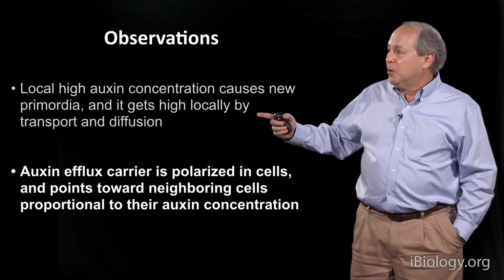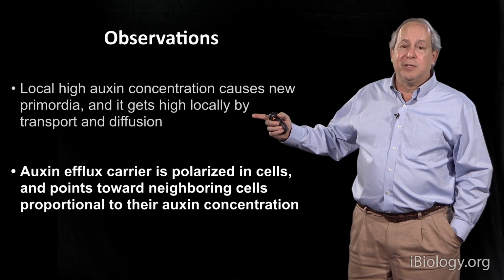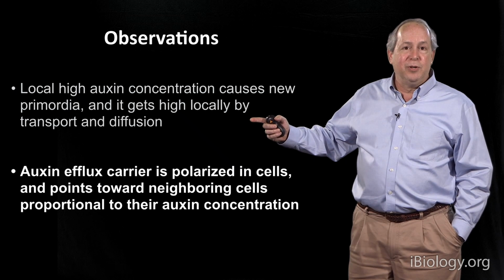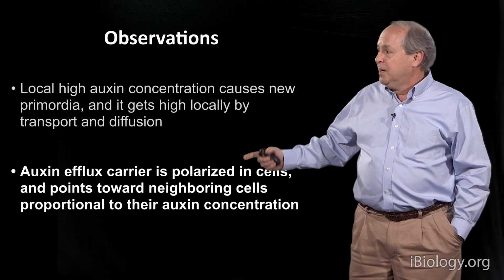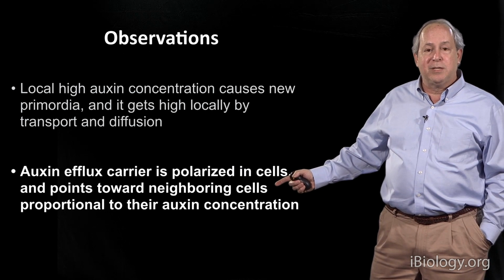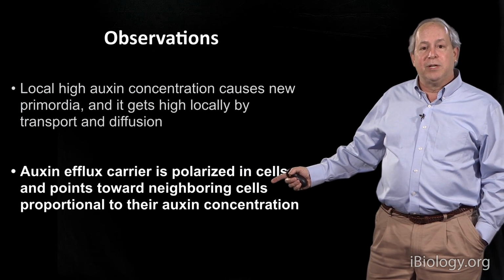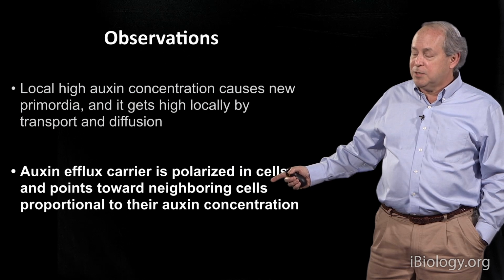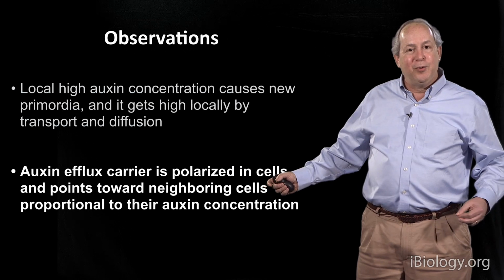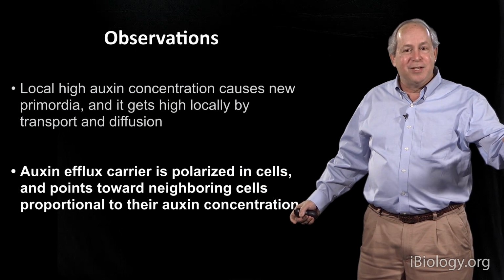This is no problem. Local high auxin concentration causes the new primordia. That's well demonstrated. And it gets high locally by transport and diffusion, also well demonstrated. But our rule that the auxin efflux carrier is polarized in cells and points toward neighboring cells proportional to their auxin concentration raises a problem. How does a cell know the auxin concentration of its neighbors?